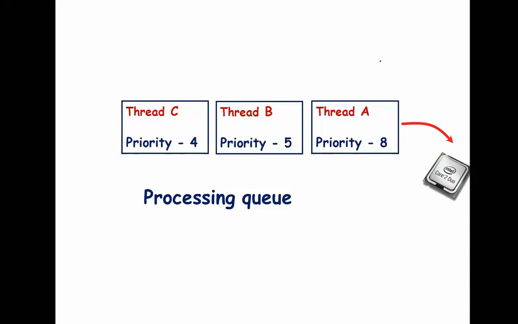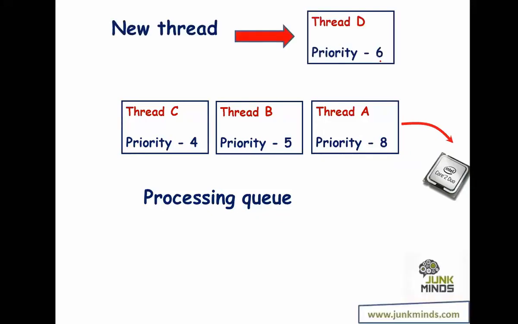Suppose currently on my computer there are 3 threads executing, say thread A, thread B, thread C. In Java, the priority for the threads is numbered from 1 to 10. 10 is the highest priority and 1 is the lowest priority. Suppose thread A has priority 8, thread B has priority 5, thread C has priority 4, and so on.